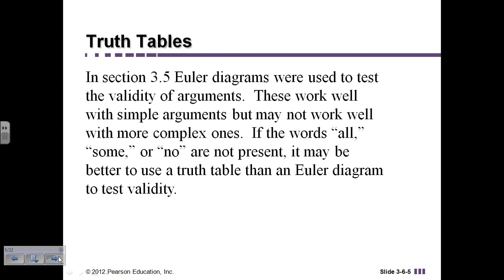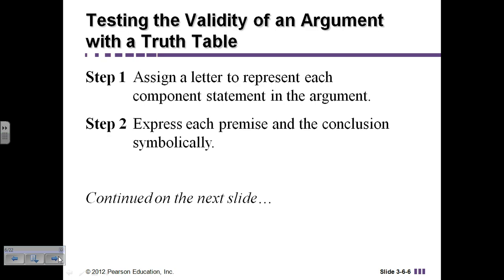So we used Euler diagrams in the last section, and that worked well when we had fairly simple problems, but when we have more complex problems, the Euler diagrams just won't work. They're too complicated. So your option here is to test the validity using a truth table.